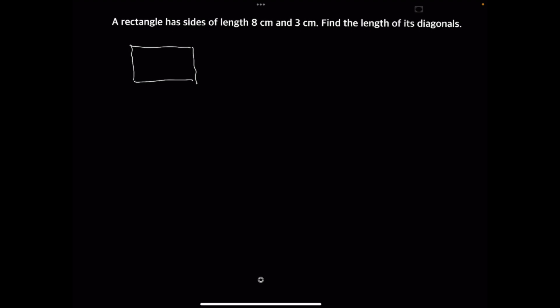We have the rectangle with sides 3 centimeters and 8 centimeters. What we do now is that we visualize the diagonal and we label it C. So we have A, B, C. We can derive a triangle from this diagram, like so, a right angled triangle with side length 3, 8, C.